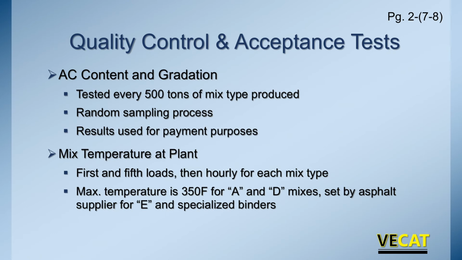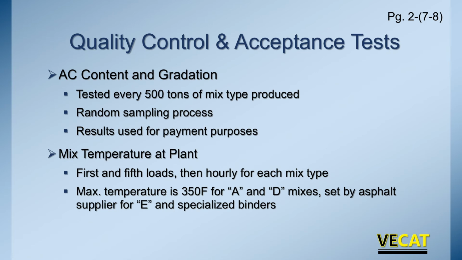When we talk about quality control and acceptance, what are we talking about? AC content and gradation. That's what payment is based on. What is your asphalt content? What is your gradation? How does it comply with spec? We test it every 500 tons, but it's random. So it's not at ton 500, ton 1,000, ton 1,500, ton 2,000. Between 0 and 500 tons, we have to do one test, and between 501 tons and 1,000 tons, we have to do another test. It's randomly selected, and those results are used for payment purposes. So how well do you compare with the approved job mix formula?